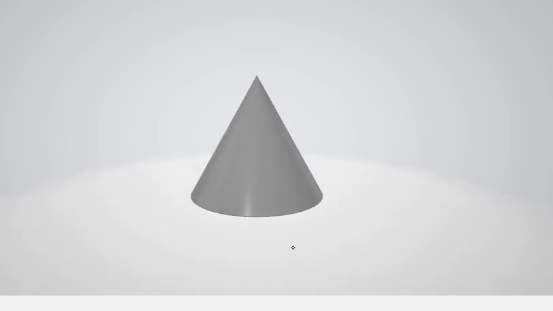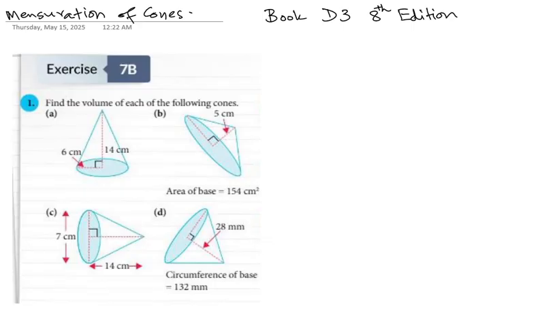Similarly, as it is a circle, its perimeter will be 2 pi r and its base area will be pi r square. And this surface which you are watching now is called the curved surface, and the curved surface area will be pi r l. I'll be writing all these formulas in front of you, and then we will be solving the questions given in the exercise. So now here we have to find the volume of each of the following cones.